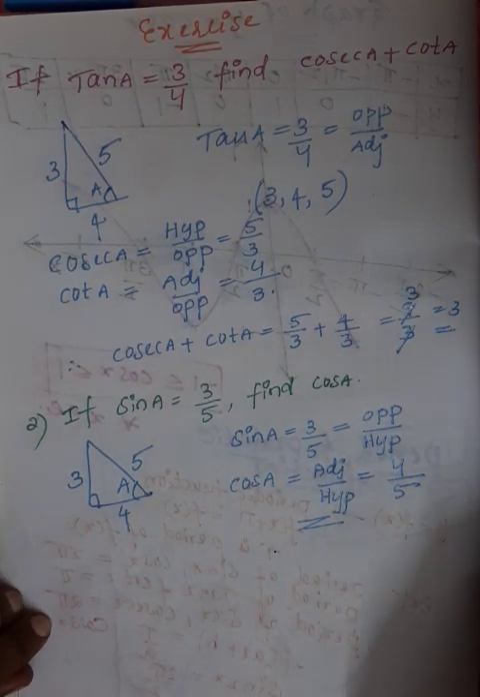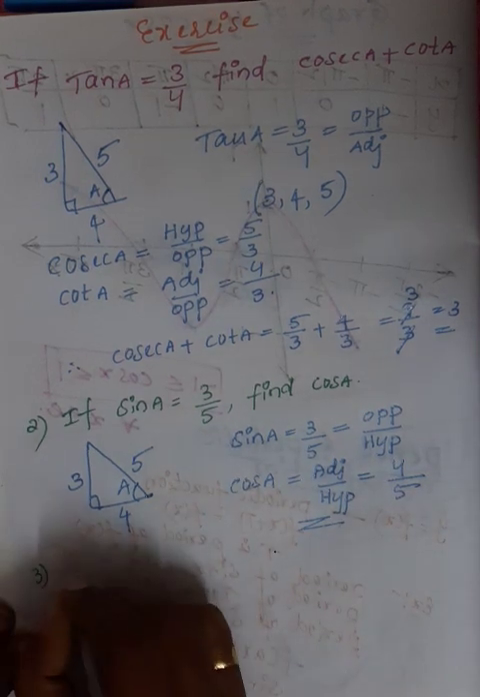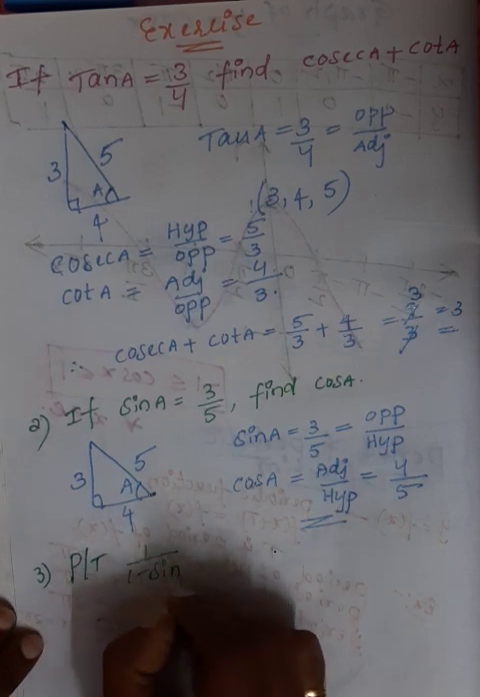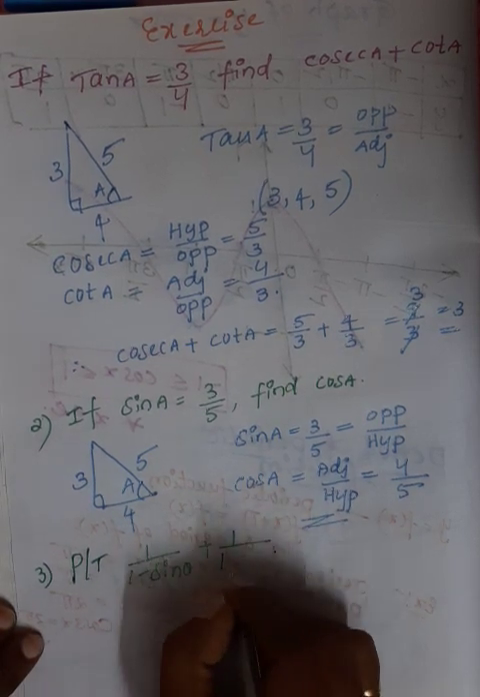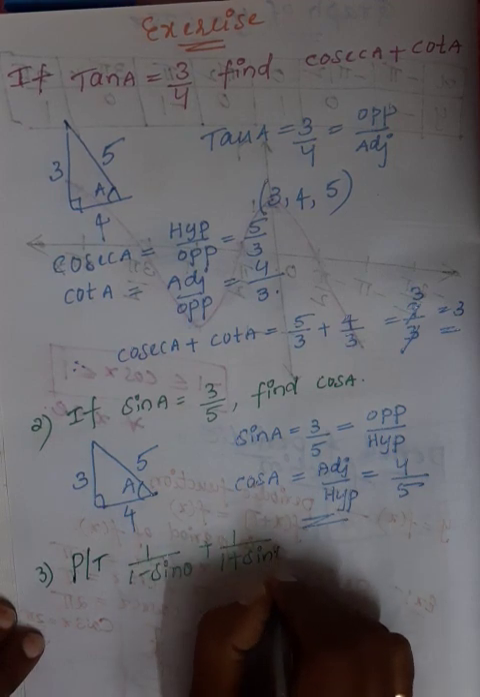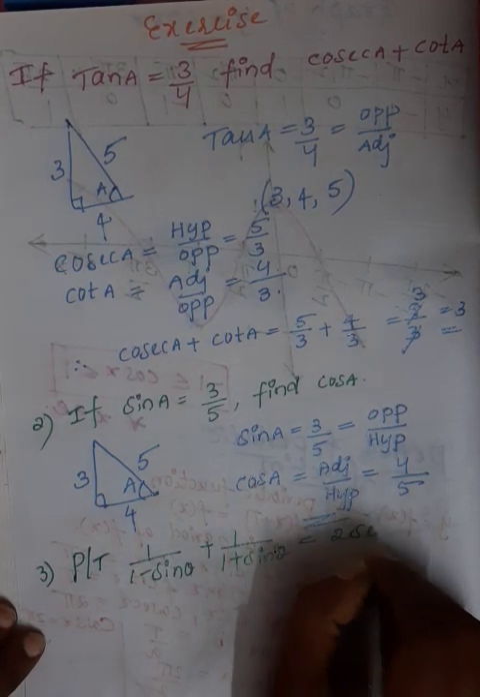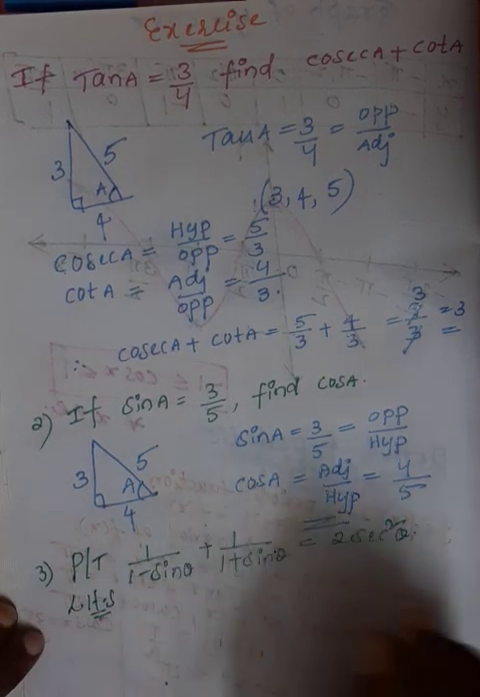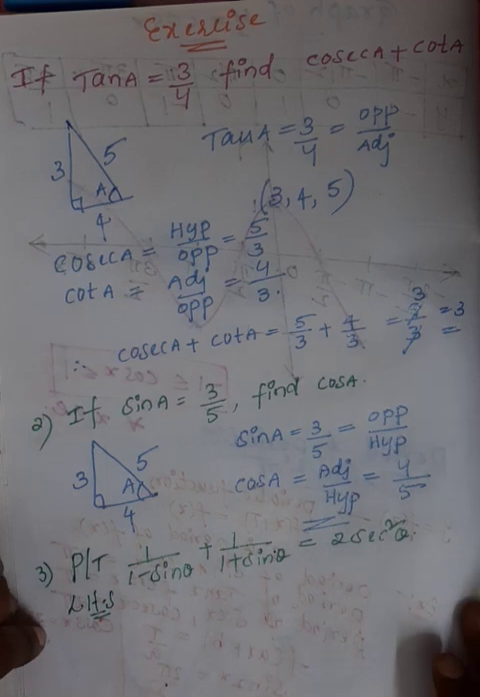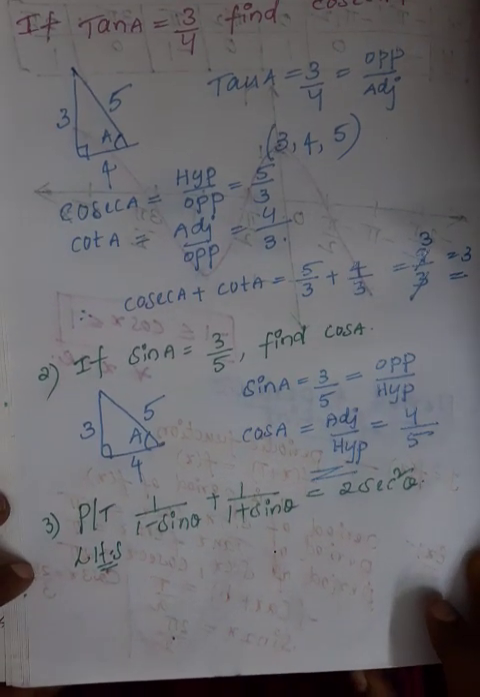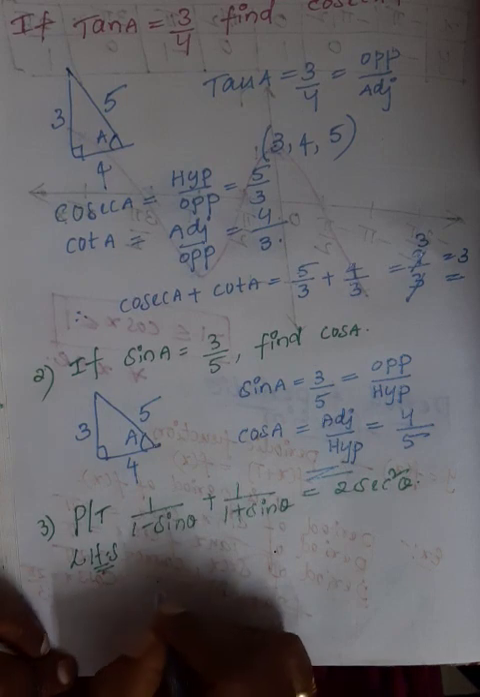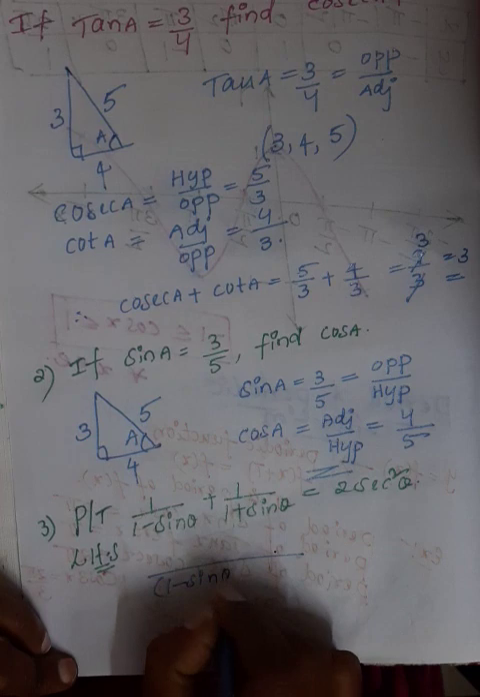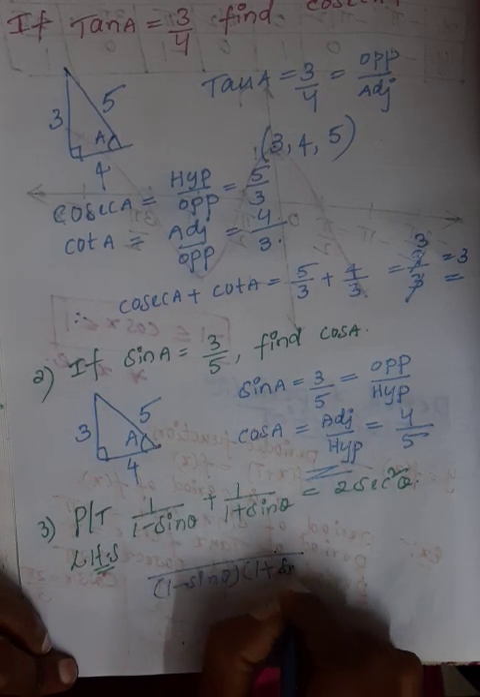Then next, prove that 1 by 1 minus sin theta plus 1 by 1 plus sin theta is equal to 2 into sec square theta. So first of all we have to consider LHS, then we have to get RHS. So this is a proof in your exercise. First of all I am taking the LCM for this: 1 minus sin theta into 1 plus sin theta.